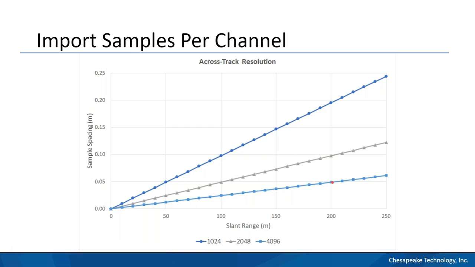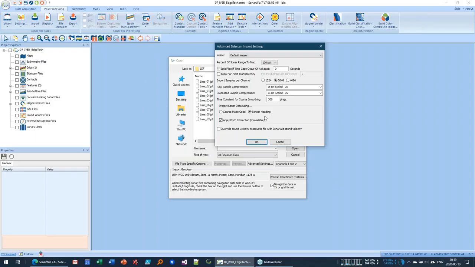But keep in mind, this is the across track samples. The real resolution of your survey is set by your speed, because if you're traveling through the water 10 centimeters or 20 centimeters between pings, then that is what is controlling what your resolution is, not the across track resolution. So let's go back here.